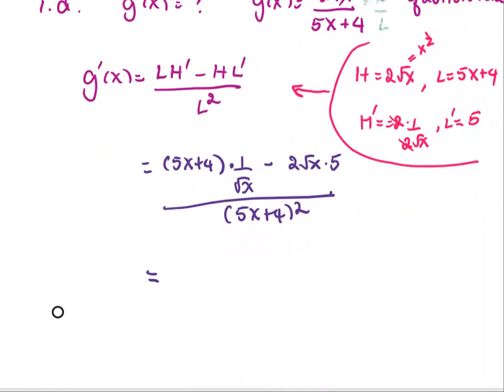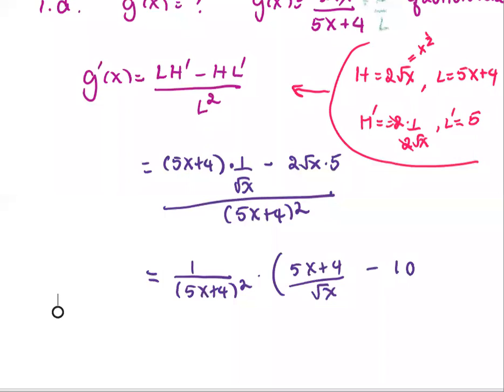Now, it looks like we have a complex fraction. So I'm going to treat this as 1 over the quantity 5x plus 4 squared, multiplied by 5x plus 4 divided by square root x, subtracted by 10 times square root x, because the division here means the numerator divided by the denominator. And I treat it as the numerator multiplied by the reciprocal of the denominator. Then I'm going to work on simplifying the quantity in the grouping symbol.